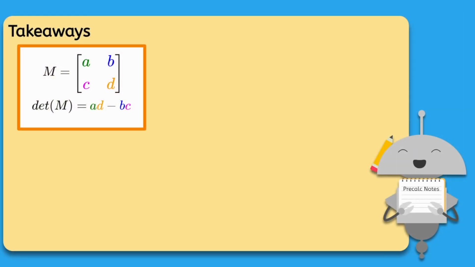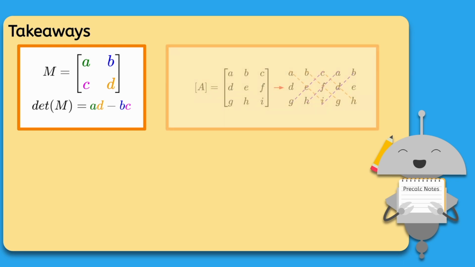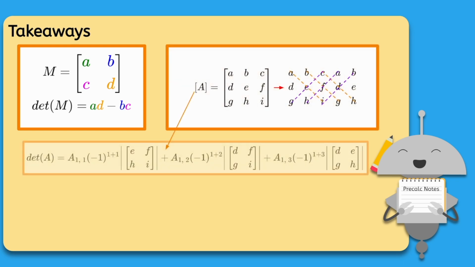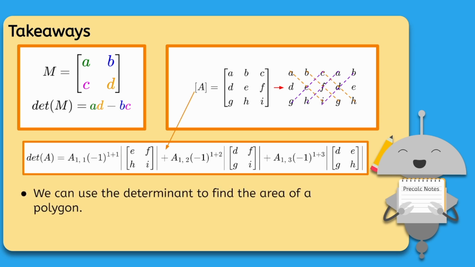In this lesson, you learned how to find the determinant of a 2 by 2 matrix. You also learned 2 methods for finding the determinant of a 3 by 3 matrix. We then put the determinant to work, using it to find the area of a parallelogram and triangle. You'll see in upcoming lessons that the determinant is a powerful tool that can be used to solve many types of problems.